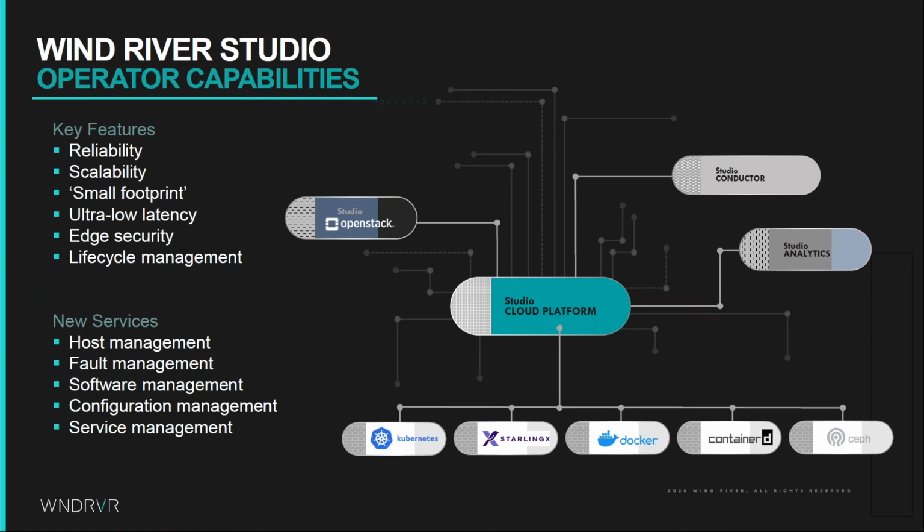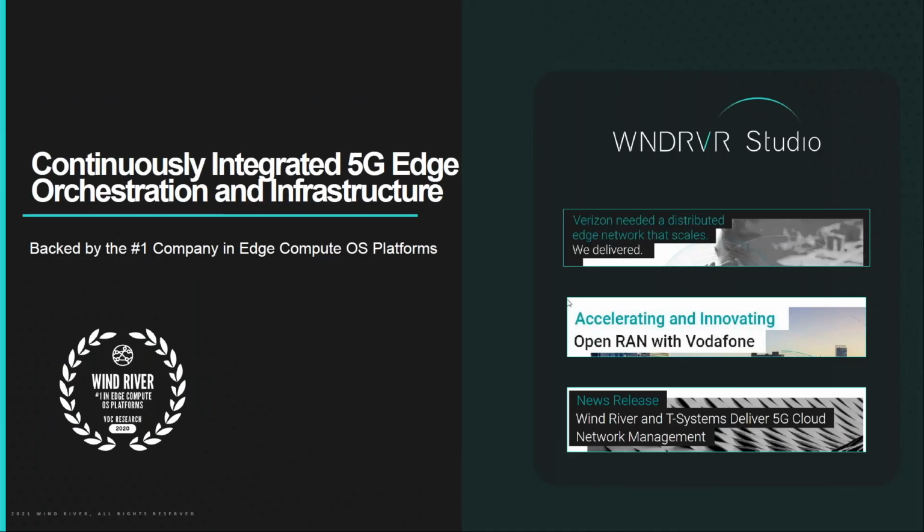And if we go to the next slide, we can see that Wind River Studio is already being very popularly adopted through our customers, particularly for 5G, which is where it got its start. It's been embraced by Verizon and Vodafone and T-Systems as part of their initiative to roll out their next generation 5G cloud. And we're also in discussions with various customers in other segments like industrial and aerospace and defense about being able to leverage the operator capabilities of Wind River Studio in those spaces as well.